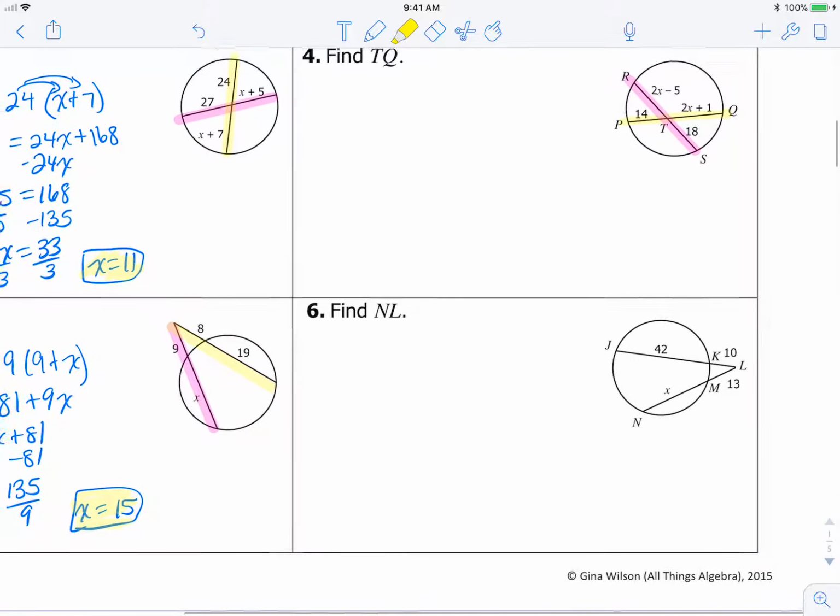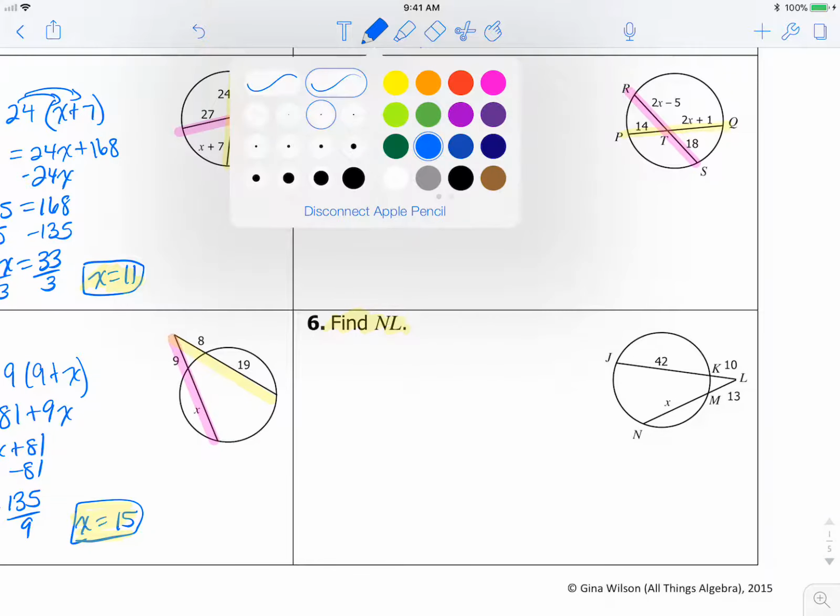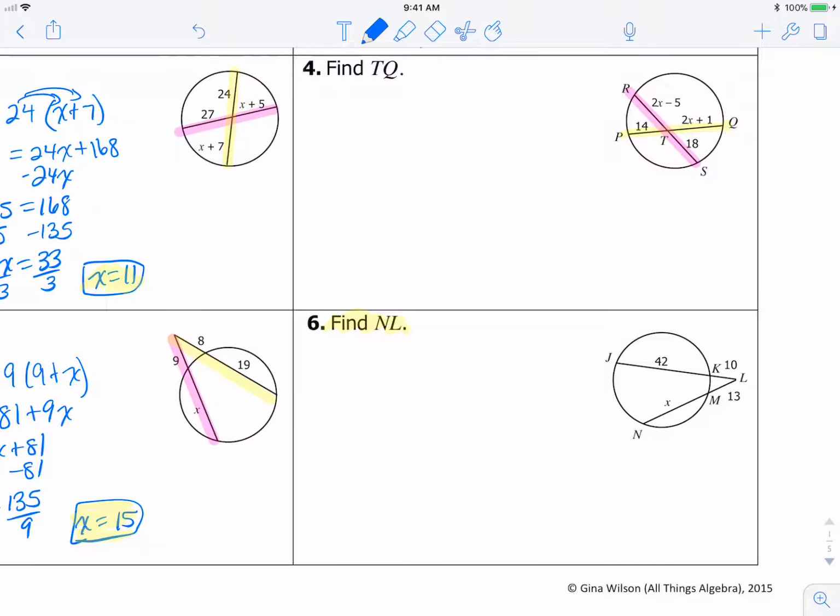So on the next one, it's the same thing. You're going to work this one by yourself. You're trying to find NL. So once you find x, you're going to have to substitute it back in to determine what NL is. Okay, so hopefully you set this up, you found it. So I'll work it out so you can see if you did it correctly.